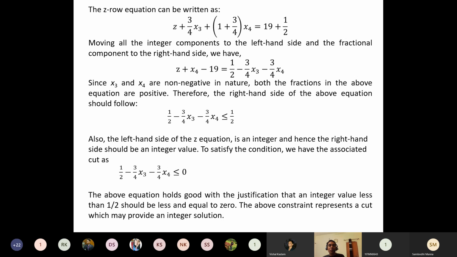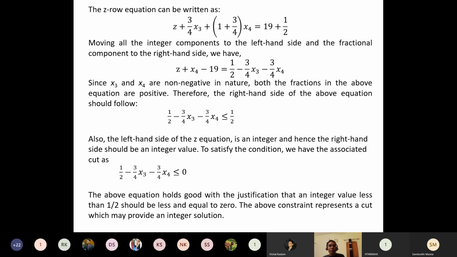So obviously 3/4 x3 will also be greater than or equal to 0, and 3/4 x4 will also be greater than or equal to 0. If you subtract 3/4 x3 plus 3/4 x4 from 1/2, and this should be an integer, then the only possibility is that it should be less than or equal to 0, because an integer less than 1/2 cannot be a positive integer.